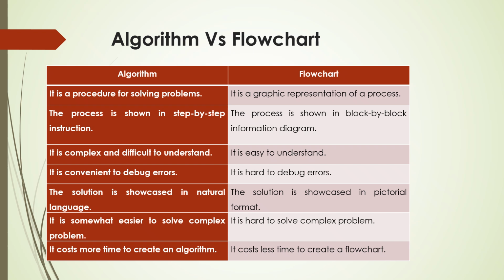The final difference is the time required for preparation. Writing an algorithm usually takes more time because every instruction has to be written carefully. The programmer has to think about each step and express it clearly. A flowchart can often be prepared more quickly for a simple problem because symbols and arrows communicate the logic visually. However, for a very large system, both algorithm and flowchart require careful planning.